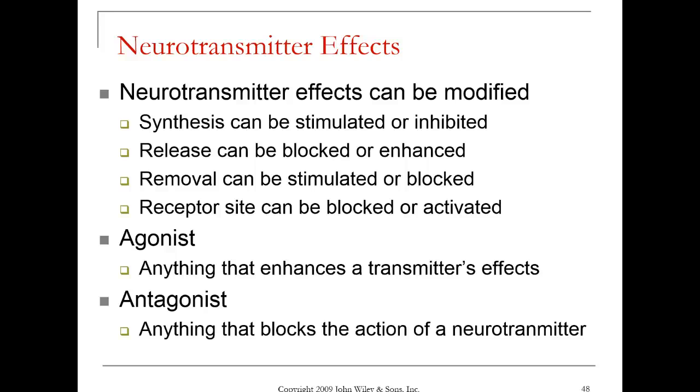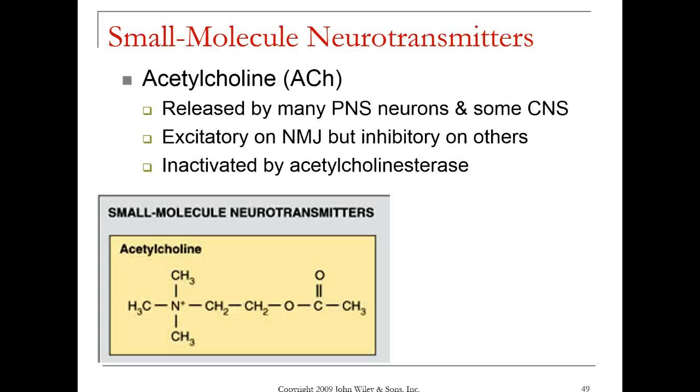Okay, so anything that will enhance a neurotransmitter's effect we call an agonist. Anything that blocks it is called an antagonist. We've used those terms before. Let's look at a couple of different types of neurotransmitters, including the most common neurotransmitter, acetylcholine. Acetylcholine is released by many peripheral nervous system neurons, including somatic motor neurons. It's also found in the central nervous system. It is often excitatory at the neuromuscular junction. That's the one we've looked at in detail. But in many other areas, it's inhibitory, and it gets broken apart by acetylcholinesterase.